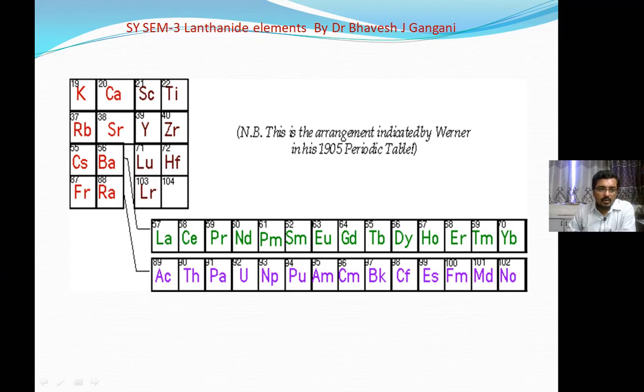So you can observe here that in the second group there are calcium, strontium, barium and radium. The atomic numbers of all these 14 lanthanide elements come in between barium and hafnium. So all 14 elements must be placed in between barium and hafnium. These all are put in the same group.